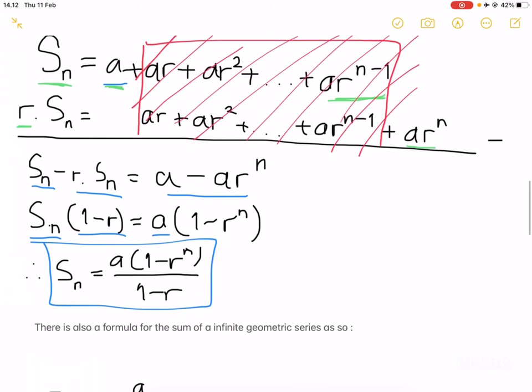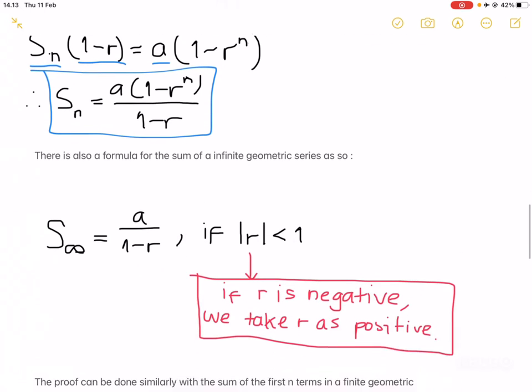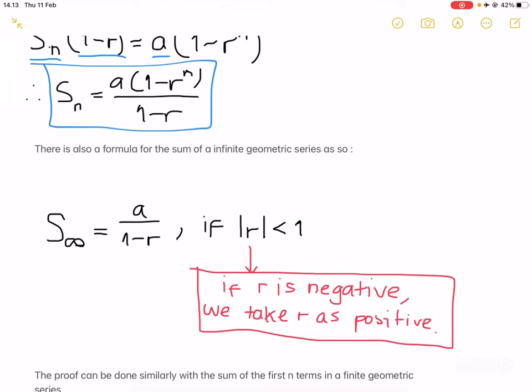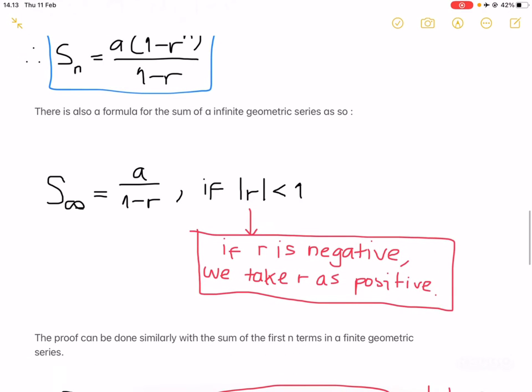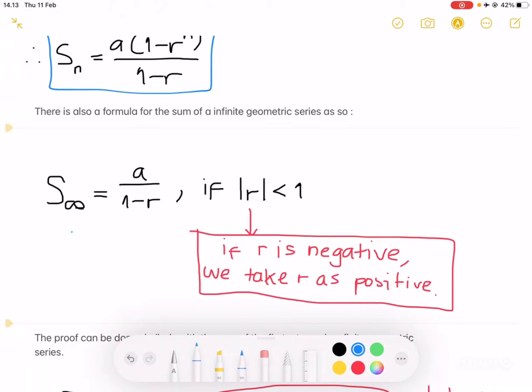And one thing I also like about geometric series is there's a formula for an infinite geometric series. However, it is conditional, as you see here. So the formula for the infinite geometric series is S of infinity is a over 1 minus r. And this only works if it converges. Converges means it approaches a finite value.